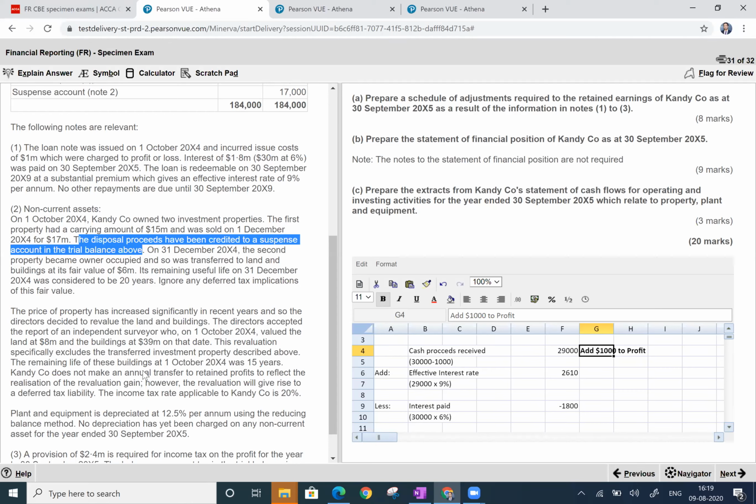Candy does not make an annual transfer to retained profit. However, the revaluation will give rise to a deferred tax liability. With respect to this property, you have to consider deferred tax liability. The income tax rate applicable to Candy is 20%. Third one, plant and equipment is depreciated at 12.5% per annum using the reducing balance method. No depreciation has yet been charged on any non-current asset for the year ended 30 September 20x5.